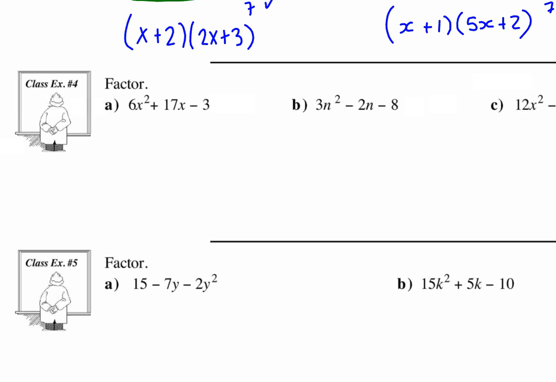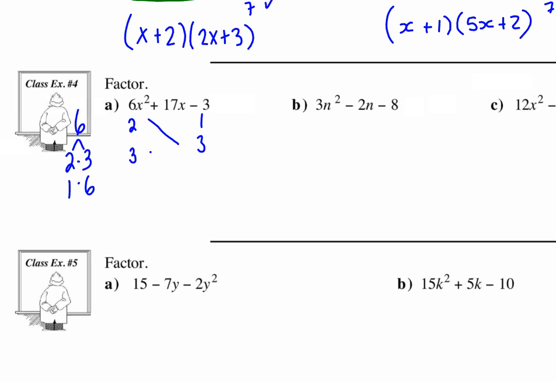Do you want to do this one together or by yourselves? Together. Okay, good. 6 and 1. For 6, you could do what way? 2 and 3 or 1 and 6. Which one would you like to start with? Sure, 2 and 3. Okay, how can you multiply to 3? Okay, so we'll worry about signs after, but 1 and 3. Because we might want to put the -1, it might be -3.